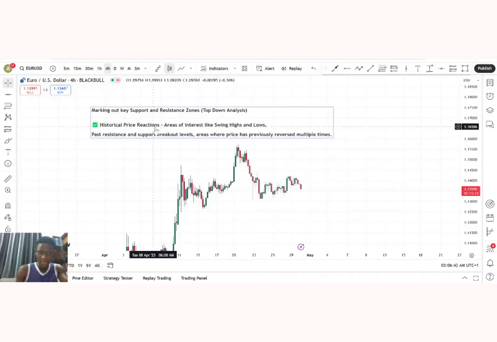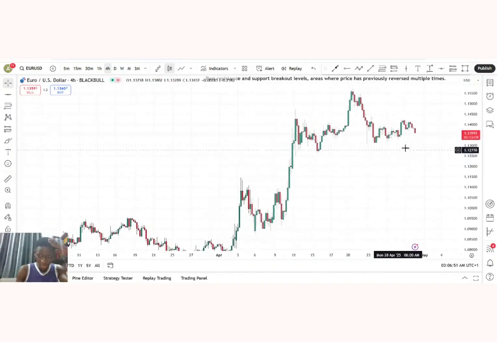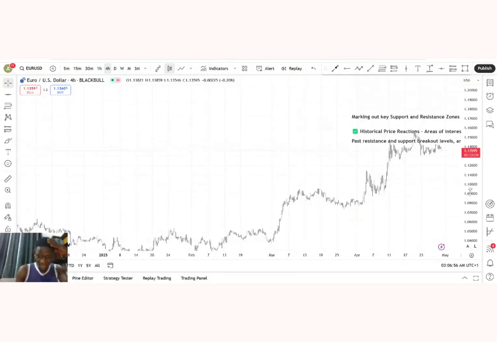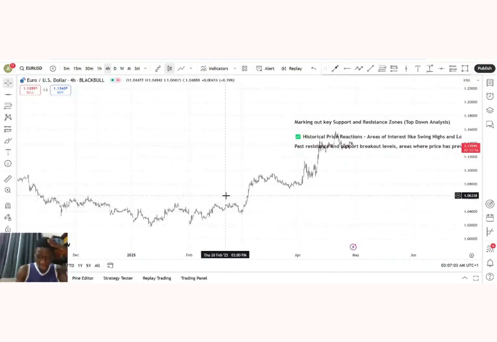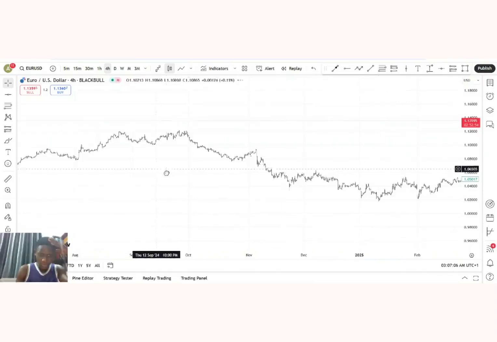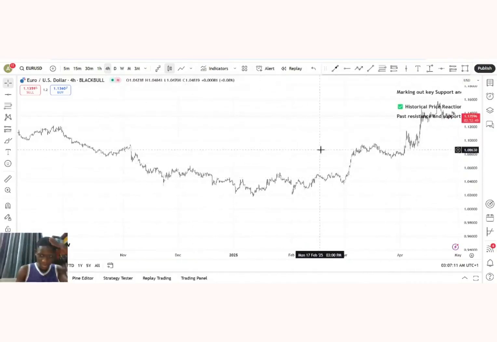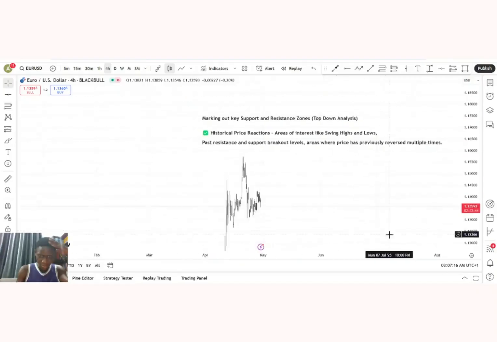So what is historical price reaction? Now we are looking at this chart, and we can only see this angle, right? If we move this a little bit to the side and look at our left hand side, you see that we have some price data, right? All of this, they are historical price reaction. As we go further, we'll also see historical price reaction. This is what I mean by historical price reaction.